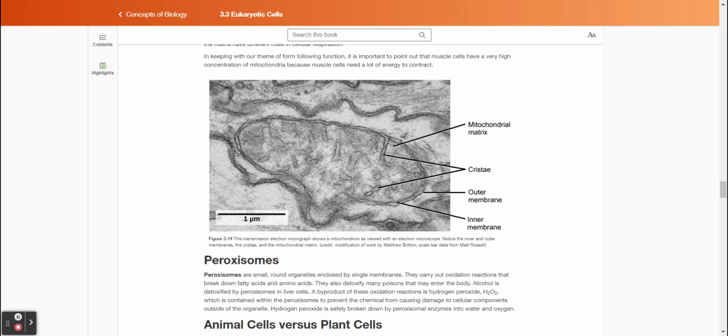A byproduct of these oxidation reactions is hydrogen peroxide, H2O2, which is contained within the peroxisome to prevent the chemical from causing damage to cellular components outside of the organelle. Hydrogen peroxide is safely broken down by peroxisomal enzymes into water and oxygen.